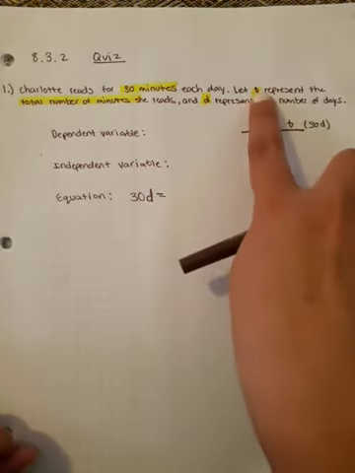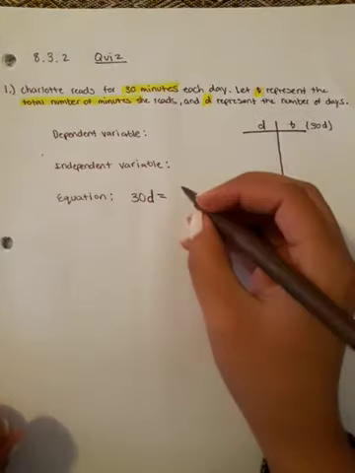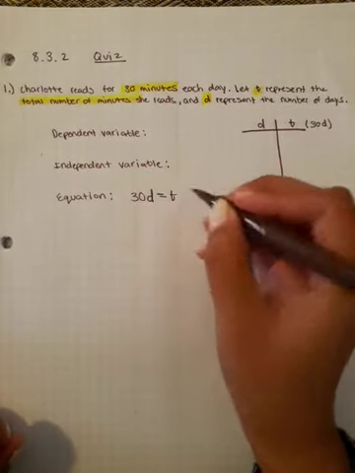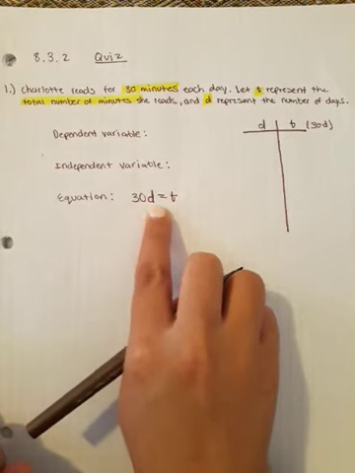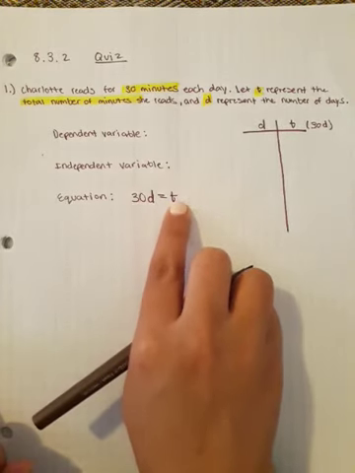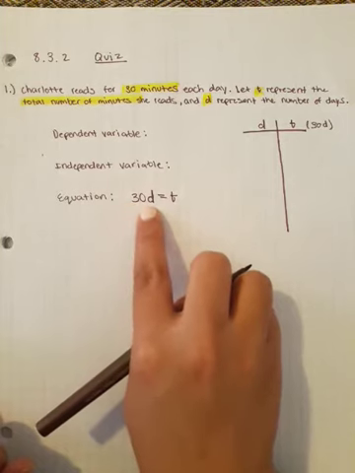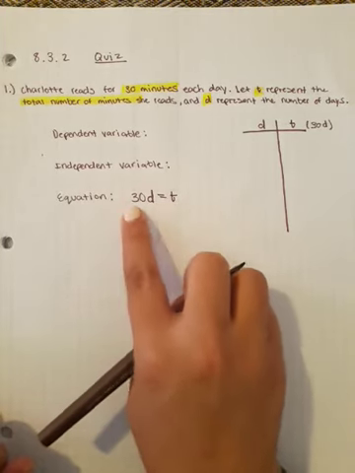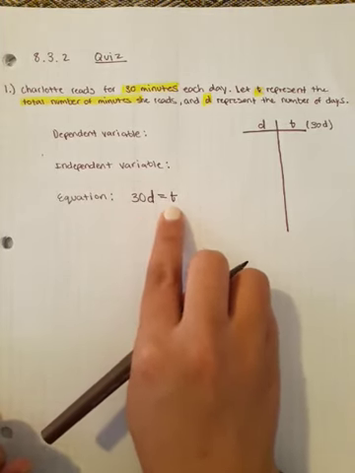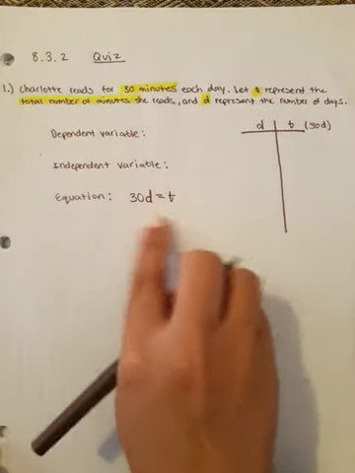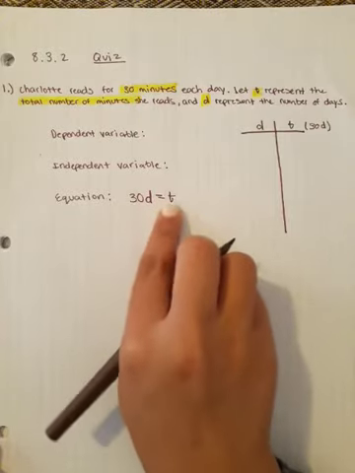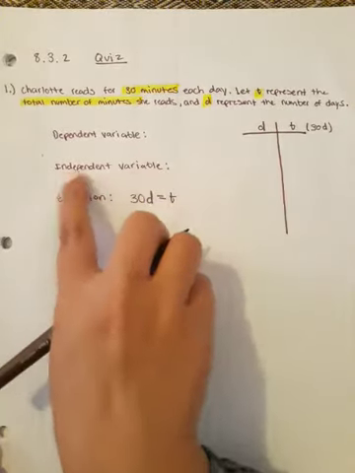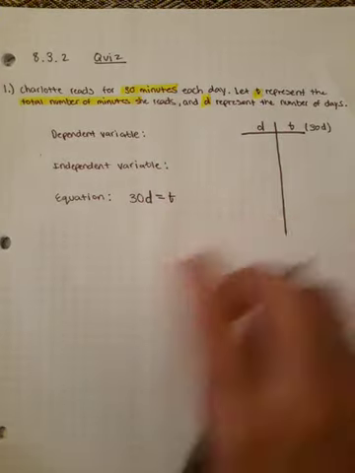Remember, they want us to use T for the total number of minutes. So 30 minutes times the amount of days she reads will give you the total number of minutes. 30D equals T. 30 times D equals T. So now seeing this equation, this can help me find my dependent variable and my independent variable.